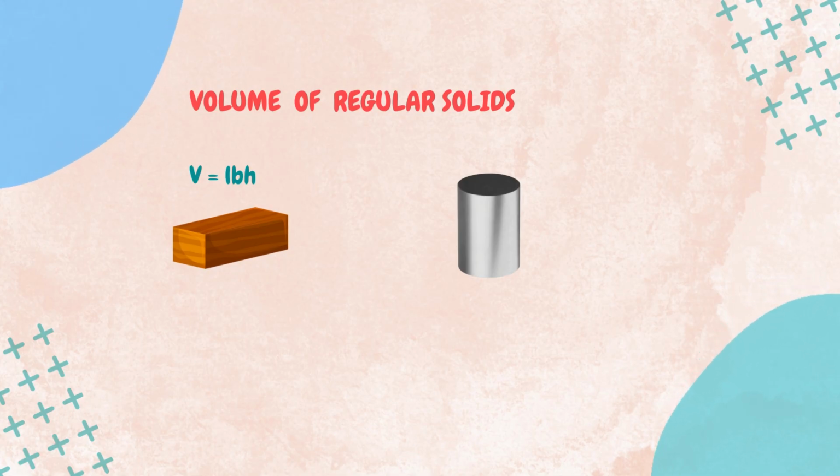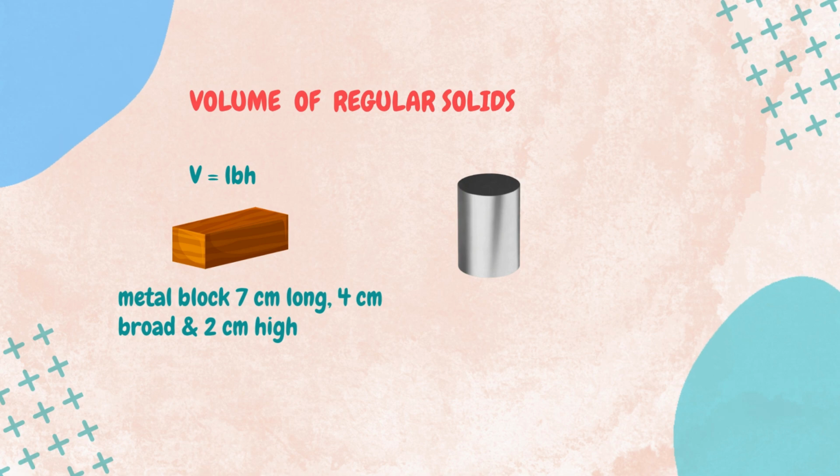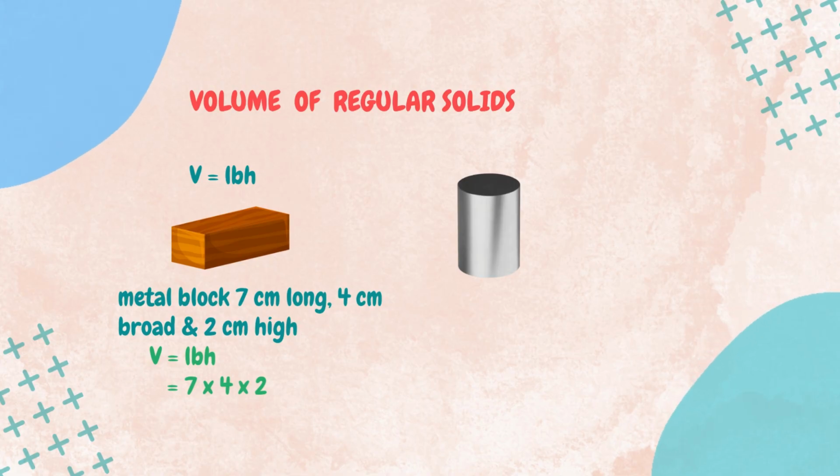times B times H. For example, given a metal block 7 centimeters long, 4 centimeters broad, and 2 centimeters high, find its volume. Volume is equal to L times B times H. The length is 7 centimeters, breadth is 4 centimeters, and height is 2 centimeters. 7 times 4 times 2 gives 56 centimeters cubed as the volume of the metal block.